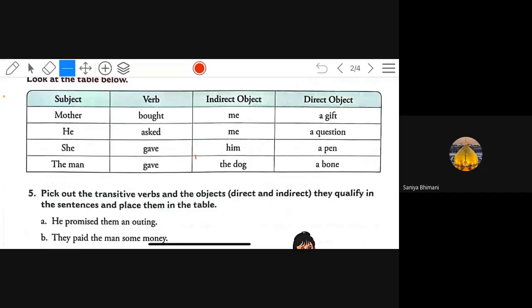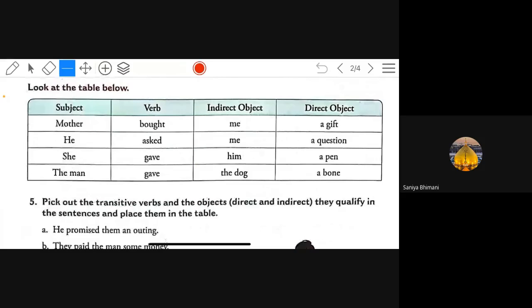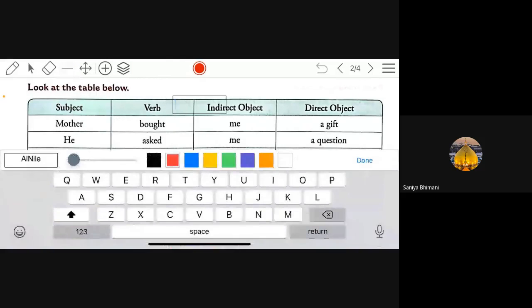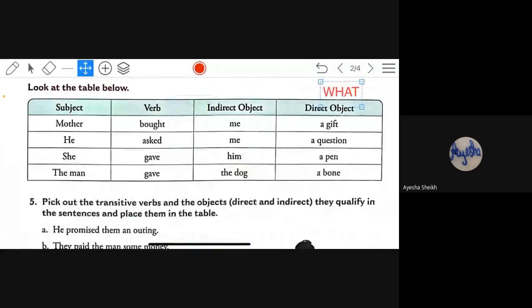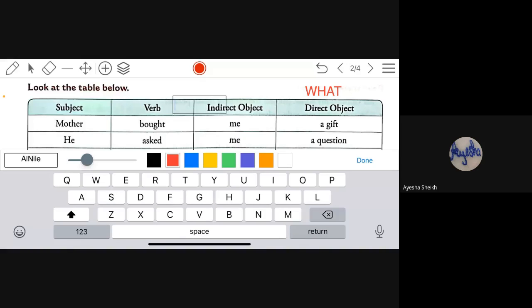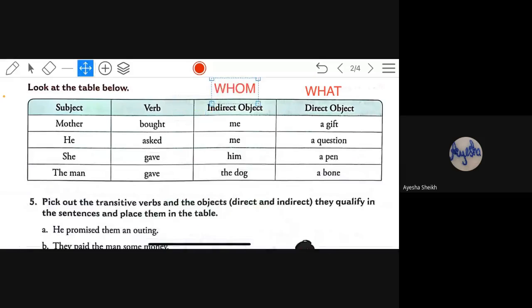See, mother bought me a gift. Mother bought what? A gift. Whom did she buy? For whom? For me. So which are the two questions that you will ask and you will get direct object? For direct object, what is the question that you will ask? What. For indirect object, ask the question whom. See that you write this in your book.